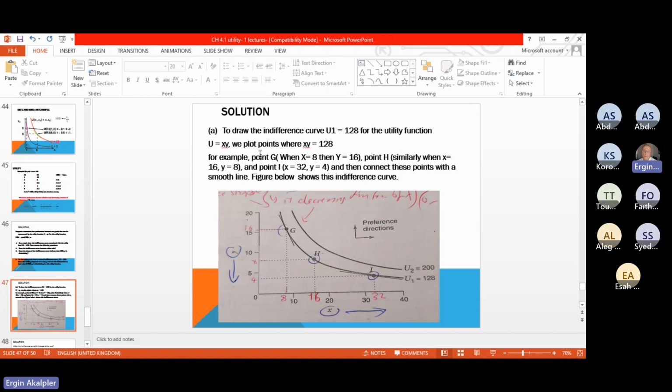If it is 128, for example, for point G, if x is 8, then y is 16 for getting 128, isn't it? And point H, similarly, when x is 16, you have to get y 8. And point I, which means x is 32, this means y is 4 because we know that x multiplied by y is 128. Is that clear? How are we going to draw the graph? Is it clear?